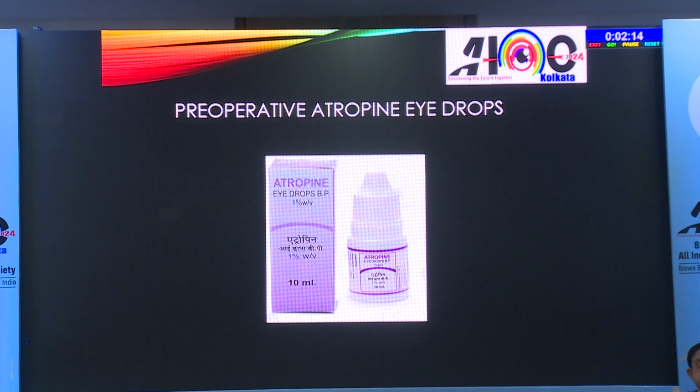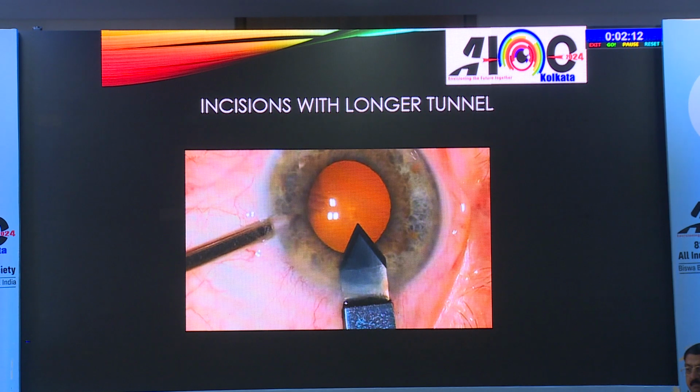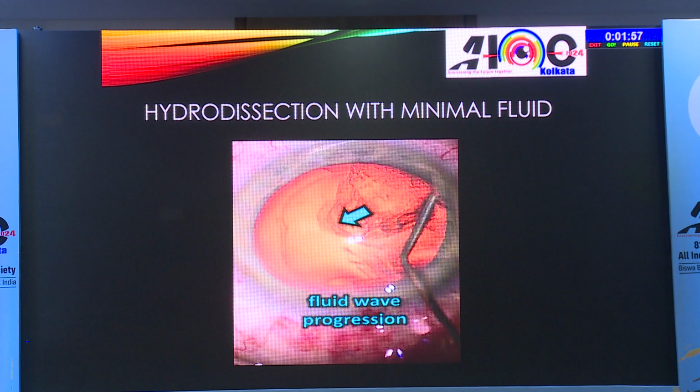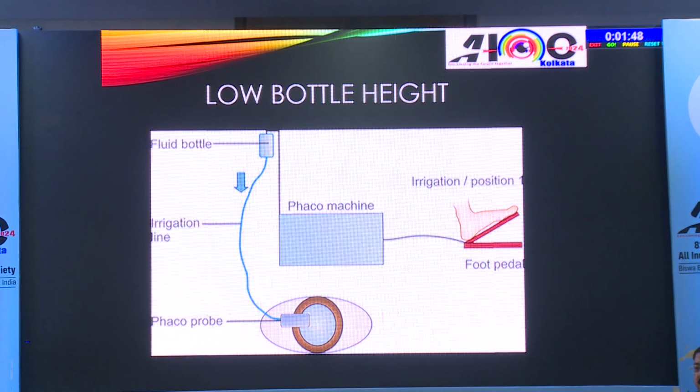two days prior to the surgery. The main port and the side port incisions are smaller incisions but with longer tunnel, so as to avoid the risk of iris prolapse from the incisions. A dispersive OVD is better, but one should not overfill. Hydrodissection with minimal fluid, so that the capsular bag pressure does not increase much. And low, as I said, low bottle height and low phaco parameters.